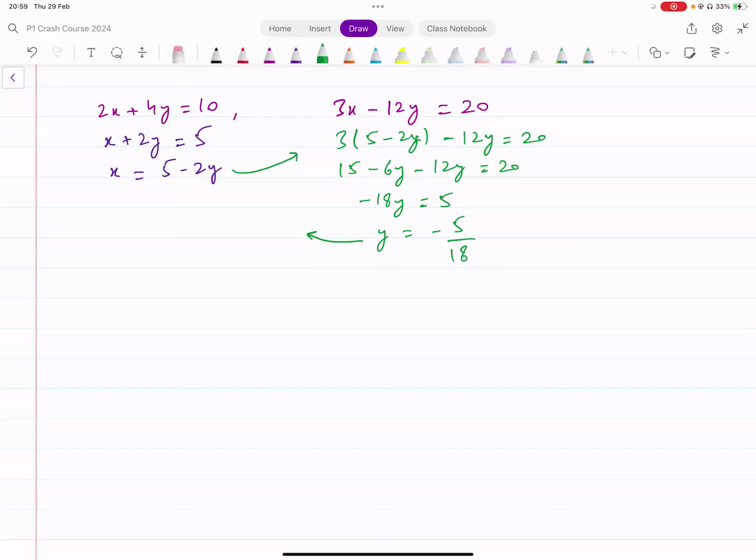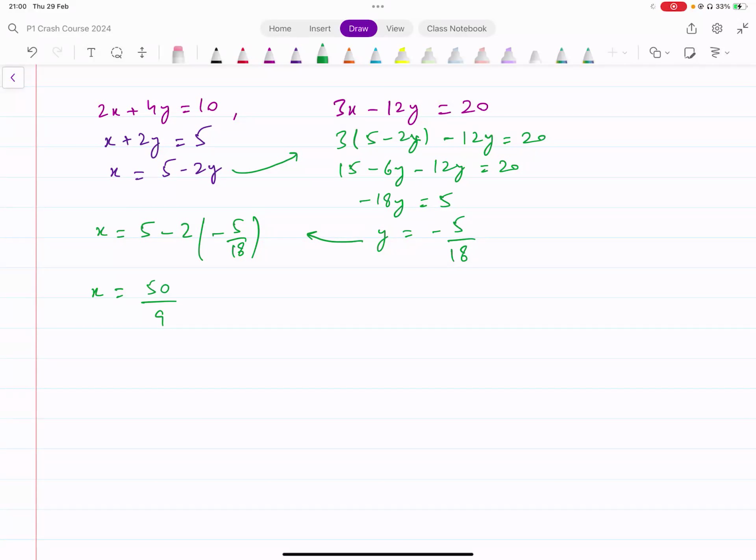Put this back in the first equation. That gives us x equal to 5 minus 2 into minus 5 over 18. And that's going to be 5 plus 10 over 18, 5 plus 5 over 9. Someone tell me what that simplifies to? What do you get from this? Is it 50 over 9? Yes, sir. Okay, 50 over 9. X equals 50 over 9. Okay, so these are the values of x and y that we get from this.